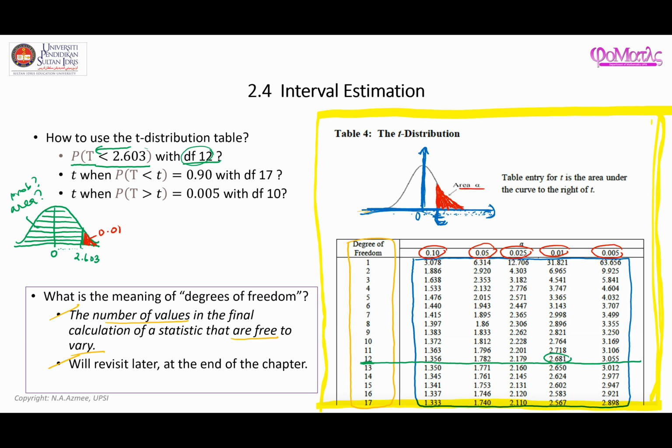Therefore, you cannot say that the probability is 0.01. You need to do some sort of manipulation. You cannot get the answer directly from the table. So we know that in order to find this area, we need to take 1 minus 0.01, because we know that the total area is equal to 1, because the total probability is 1. So 1 minus 0.01, then the answer is going to be 0.99. So that is the probability for the first question here.